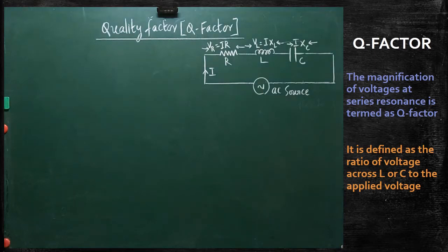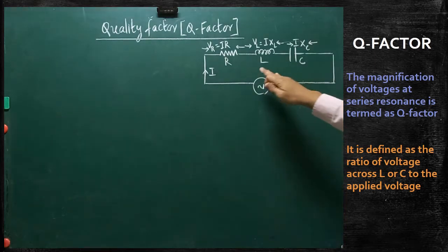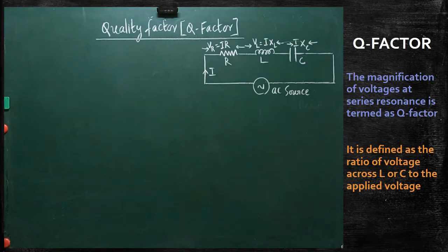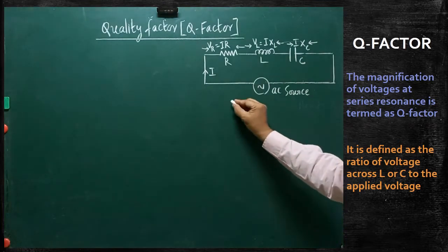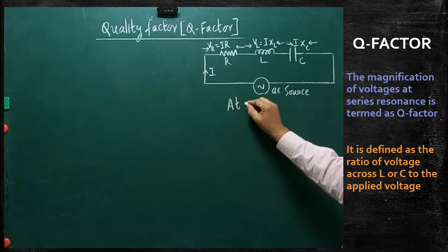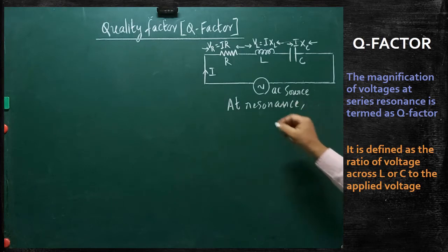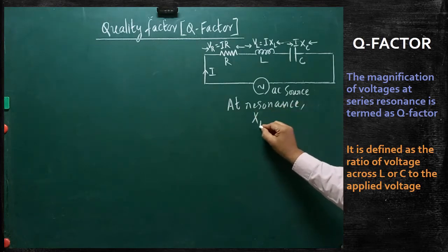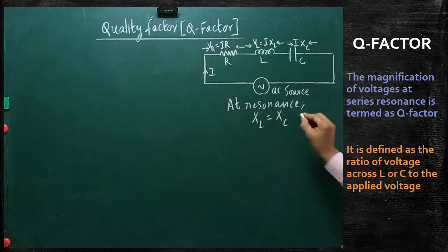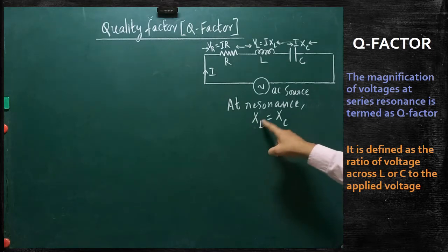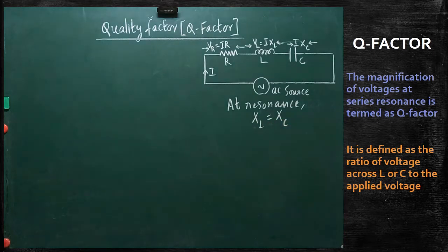Already you have learnt about the electrical resonance that takes place in the case of an RLC circuit. So what is the condition for resonance? We know very well that at resonance, XL must be equal to XC. That is, inductive reactance must be equal to capacitive reactance.